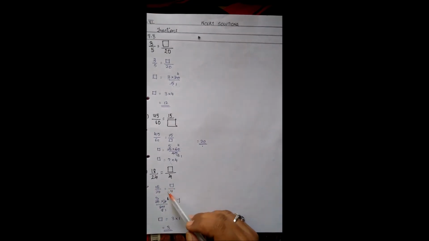Next, 18 upon 24 equals to dash upon 4. So we will bring this 4 up. So 18 into 4 upon 24. If we reduce it, it will become 3 into 1. So it will become 3.